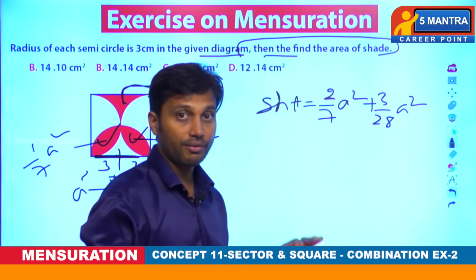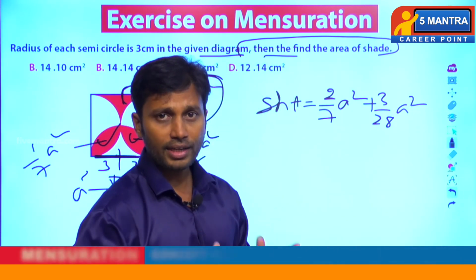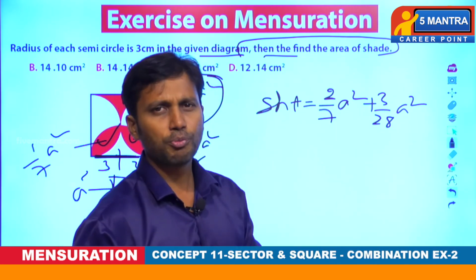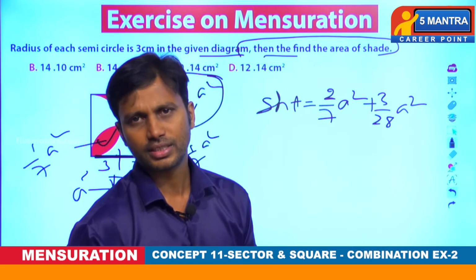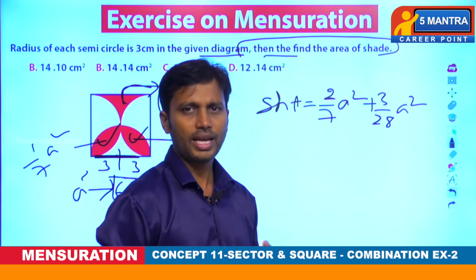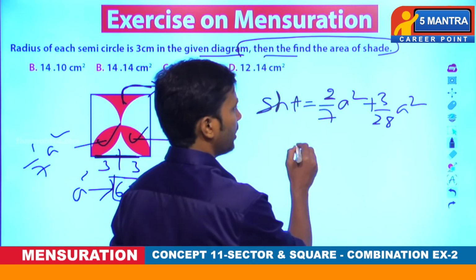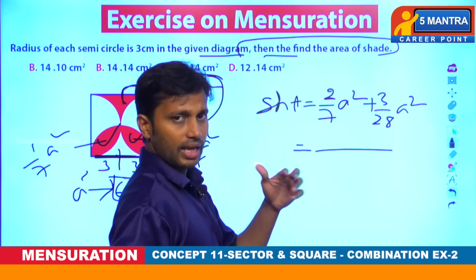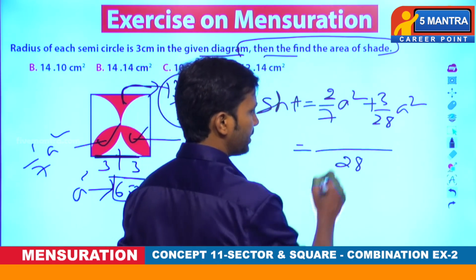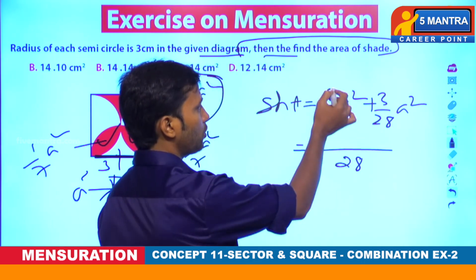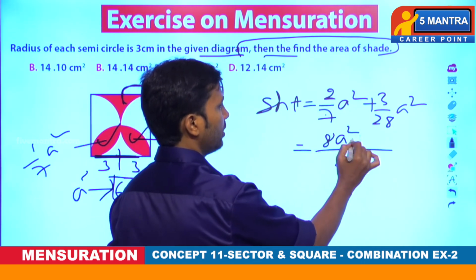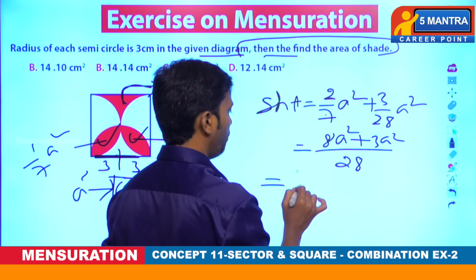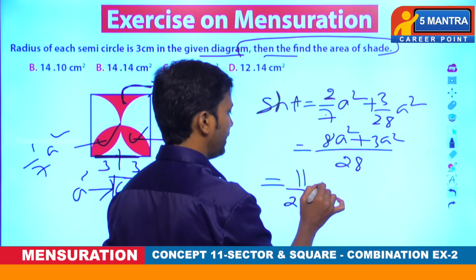Guys, I haven't put the value of a in the beginning. At the end of the simplification, I'll put the value of the side directly. If you put that in the beginning, it will take huge calculation, which may waste your time, and time and clarity will be lost. So first we do this. What is the LCM for this? 28 or not? The LCM of 7 and 28 would be 28. So 7 4s are 28, 4 2s are 8 a square, and 28 1s are 28, and 1 3s are 3 a square. So that would be how much? 11 by 28 a square.